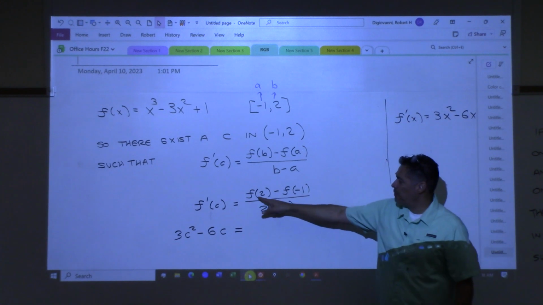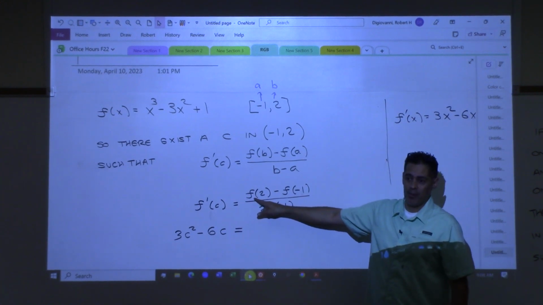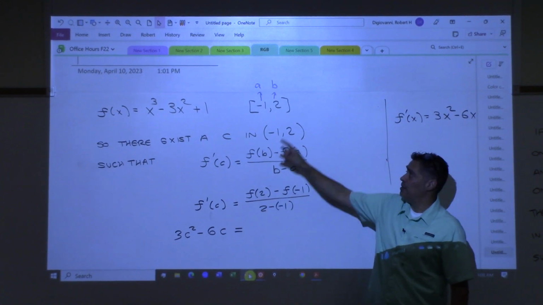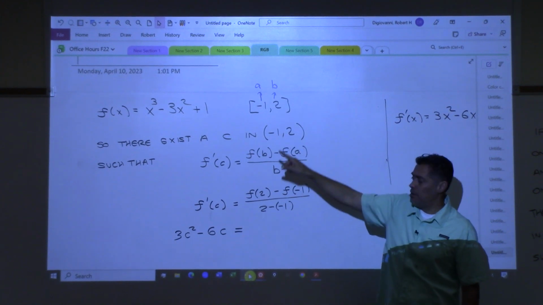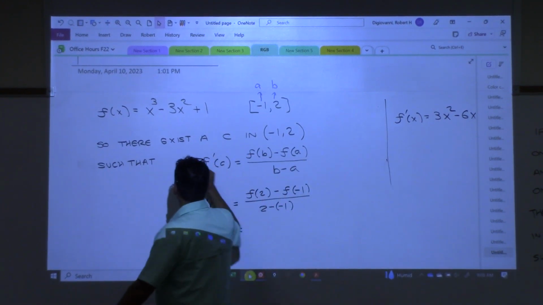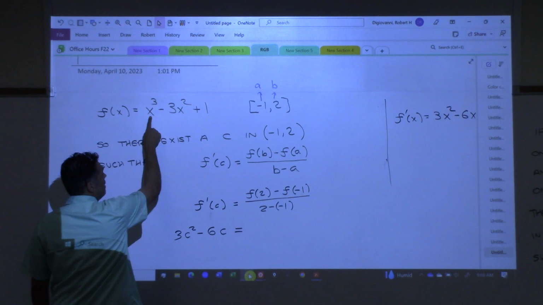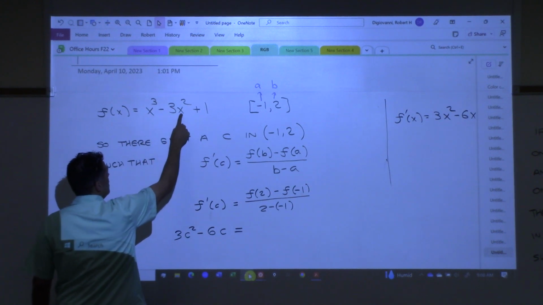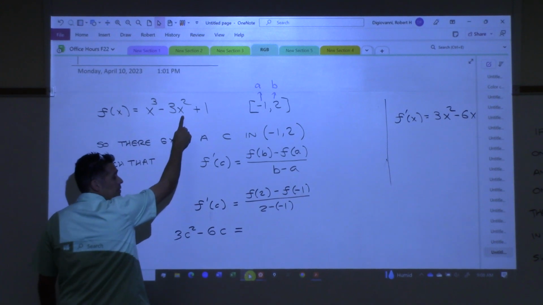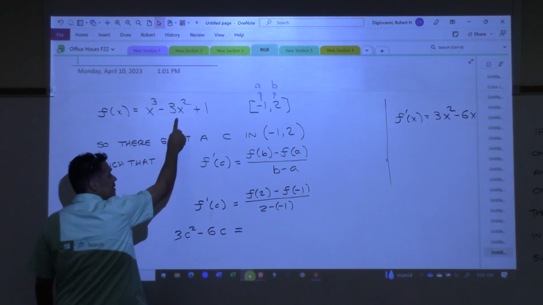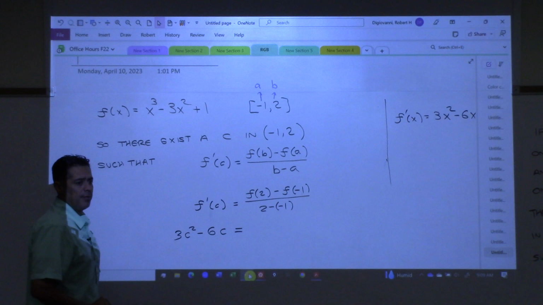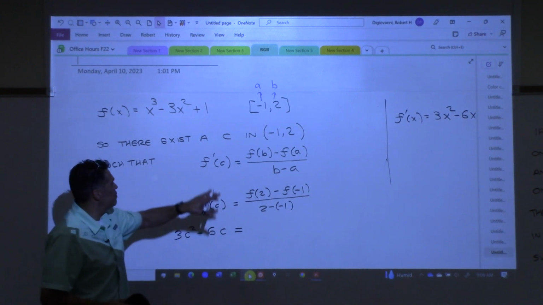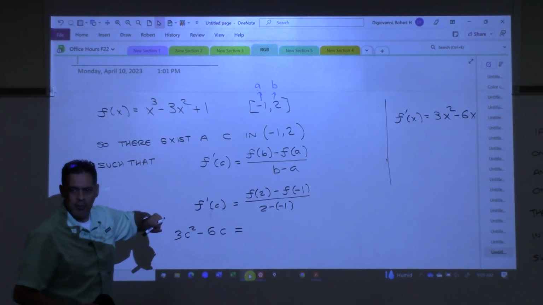Now, what does f of 2 mean? Plug 2 into the original function, right? Let's do that just in our heads. If I plug 2 into here, I get 8, right? Minus, let's see, 2 squared would be 4. 3 times 4 is 12. So 8 minus 12, negative 4, and then plus 1, negative 3. So I trust all of you could just plug the number into that, right? Negative 3 is what we get.